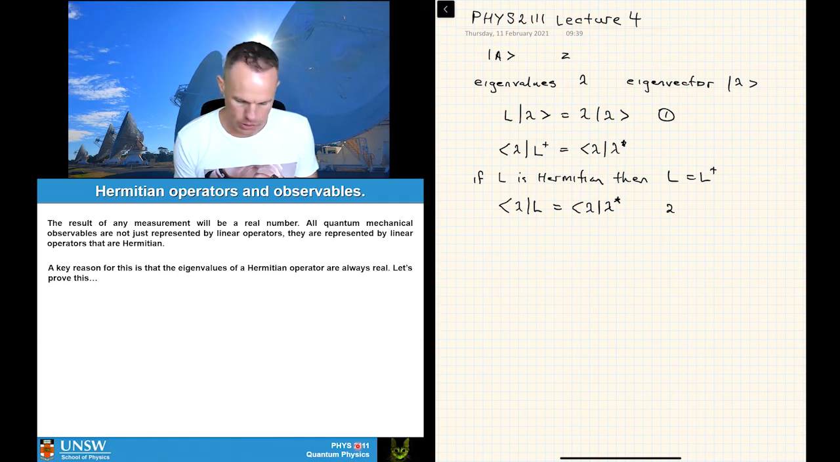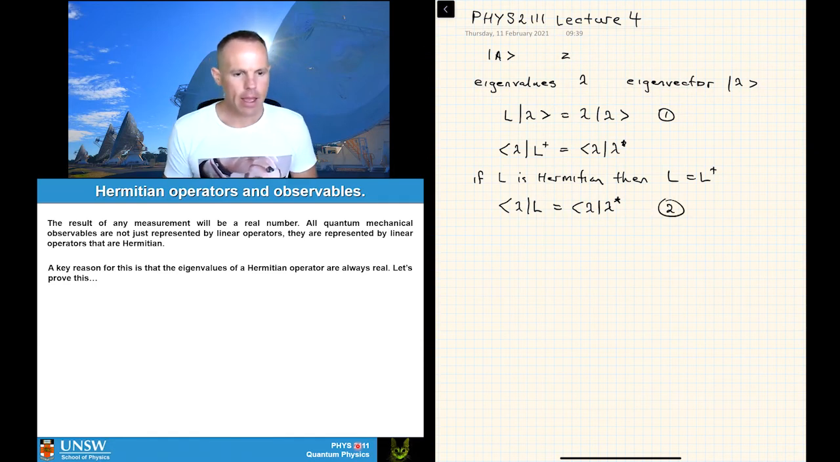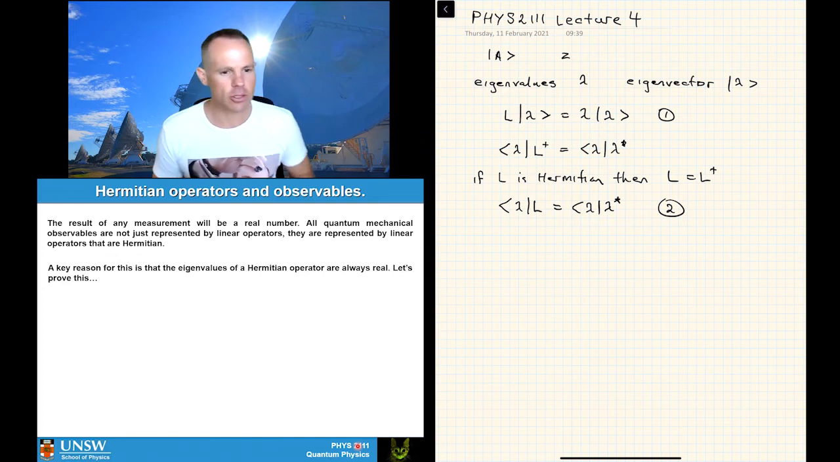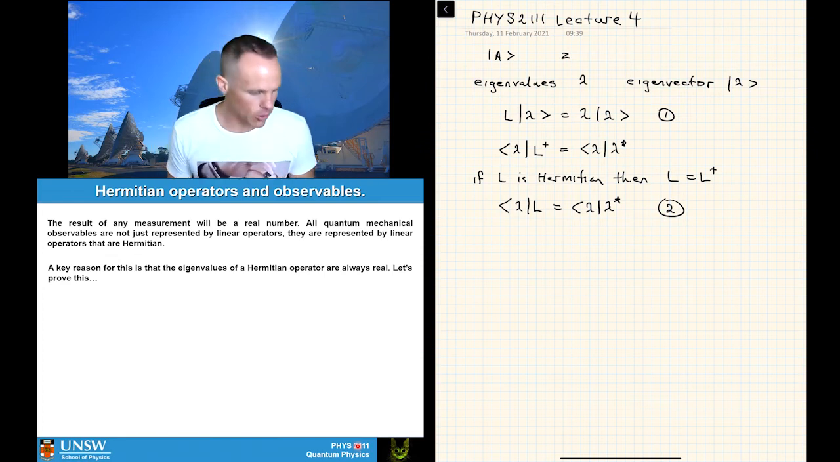And let's call this one 2 because we're going to reuse it later, okay? And so now you can kind of see already what I was talking about a few moments ago: sometimes we're a little sloppy about keeping the dagger, because if everything's Hermitian, you can kind of drop it and know that everything's okay, all right?